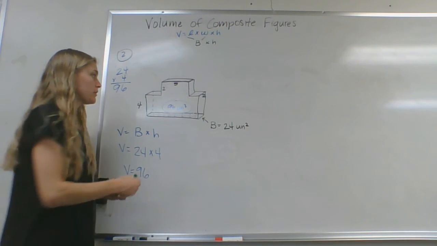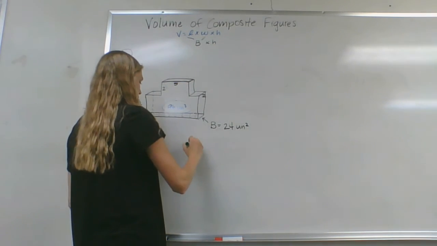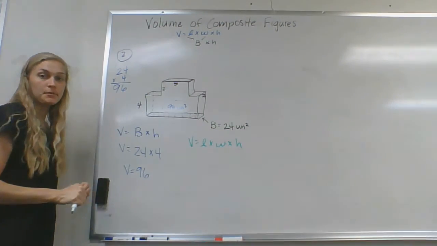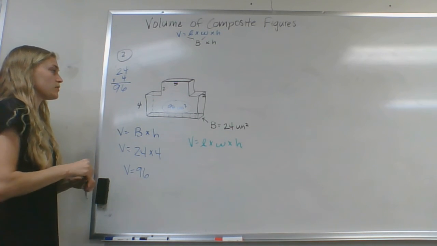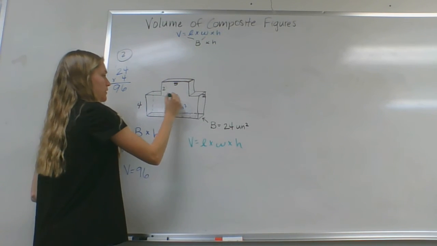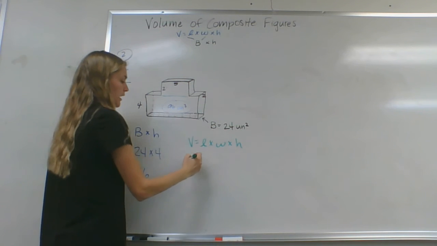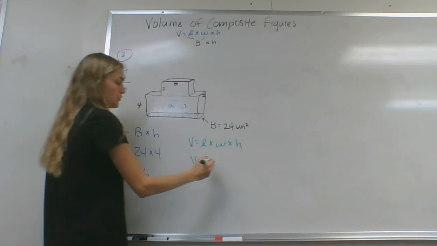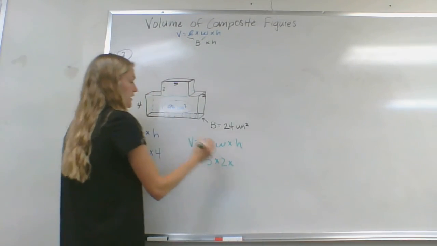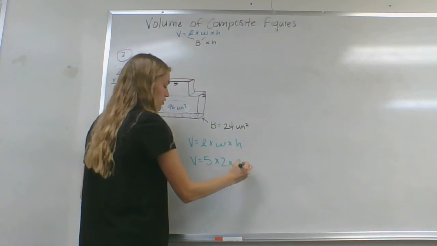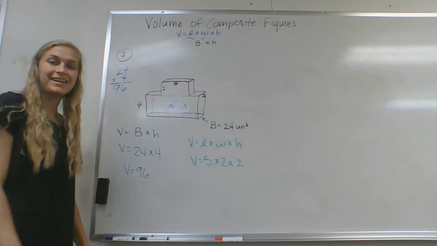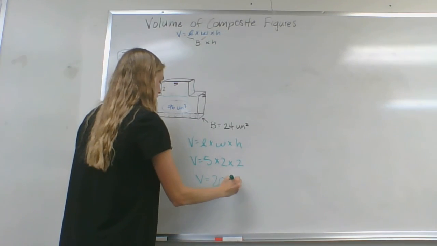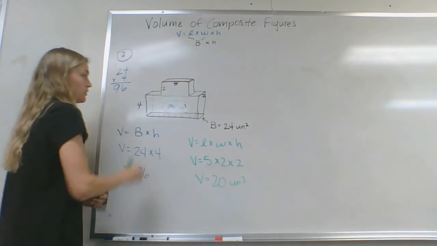All right, so that one we don't know the area of its base, so we can use volume equals length times width times height to figure out that one. So the length of that piece up there is 5. The width, how far it goes back, would be our 2. And the height of that piece would also be 2. So we got 5 times 2, which is 10, and 10 times 2, which is 20. So the volume would be 20 units cubed. So that's this section.